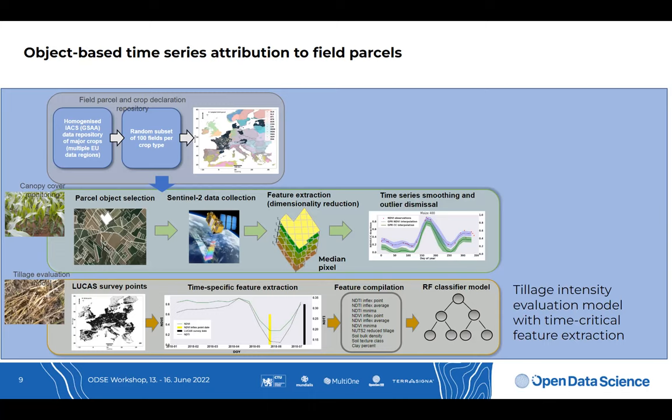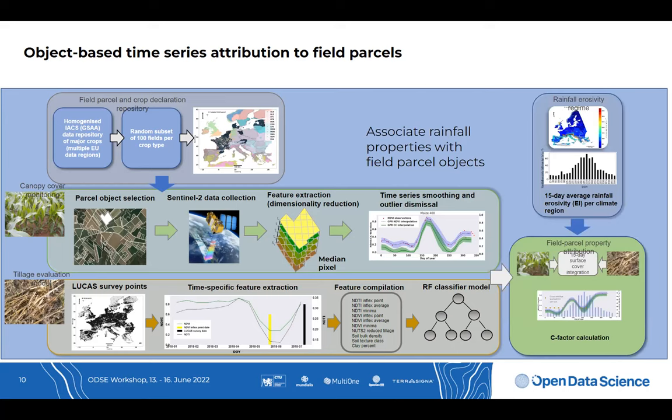And to do this, we use a time critical feature extraction. So spectral indices, so normalized difference vegetation index, and also normalized difference tillage index, which are sensitive spectral indices. They're taken at specific time periods for each field parcel during the harvest period of when a field parcel is clear of vegetation. And then we can also associate rainfall characteristics with each field parcel. So based on the data sets we have available through the Joint Research Center, through ESDAC, we can associate a rainfall erosivity regime, which is like describing how intense the rainfall is at a certain time period. And then we can start to combine this information together.